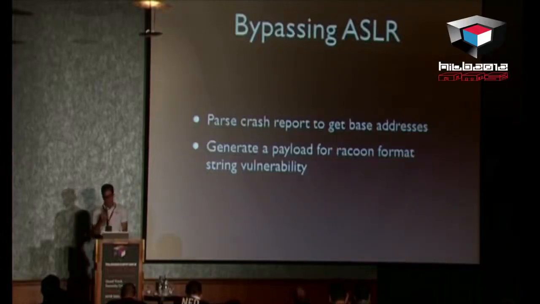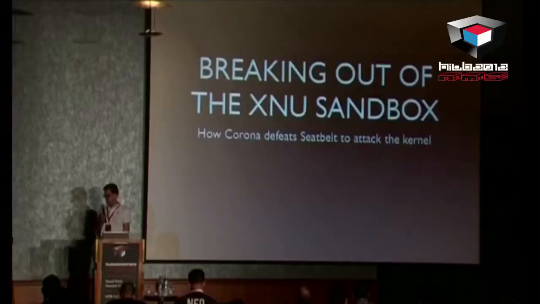And since this crash report contains the addresses for the libraries, we can pick one of the libraries and use a known address of a function to get the slide offset of the ASLR from the DYLD shared cache, to be able to generate the payload needed for Raccoon. Yeah, this part is for David.